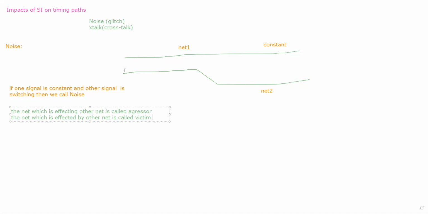Let's suppose this is the aggressor and this is the victim. We have net 2, which is switching from logic 1 to logic 0, and we have another net, which is constant. What kind of noise will you see here? There is a chance of coupling capacitance forming between these two nets. Because of the coupling capacitance, your victim will try to follow the aggressor.